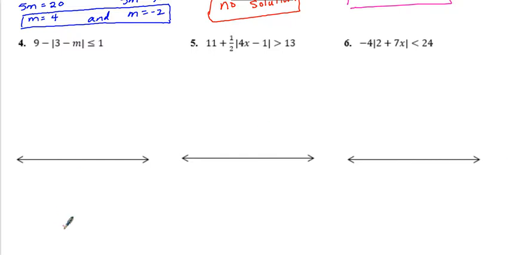Number 4, we have some isolation steps to do. The first one being subtract 9 from all sides. So let's subtract 9 here, and remember, everybody else stays the same as we're doing this subtraction. Absolute value bars stay in place. This -1 being multiplied out here stays in place. Alright, we've subtracted 9 from both sides. Now let's divide by a -1 to isolate this absolute value. When we divide by a negative, we have to flip the direction of this. And now we have the absolute value of something is greater than or equal to an 8.